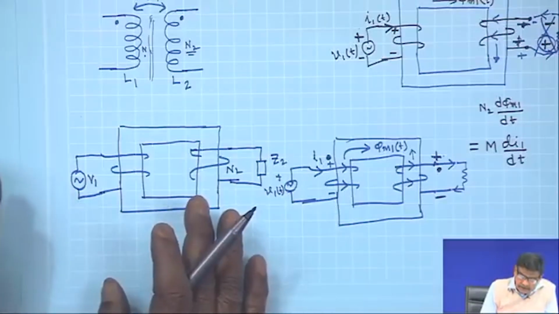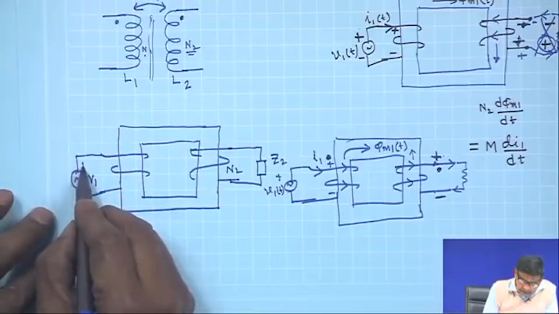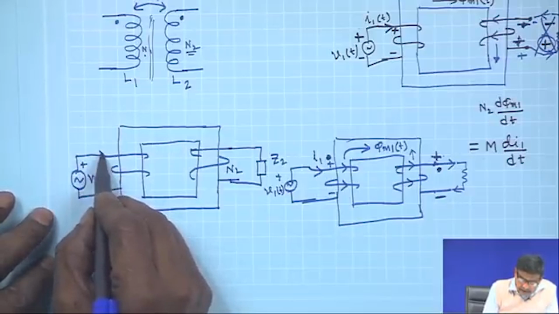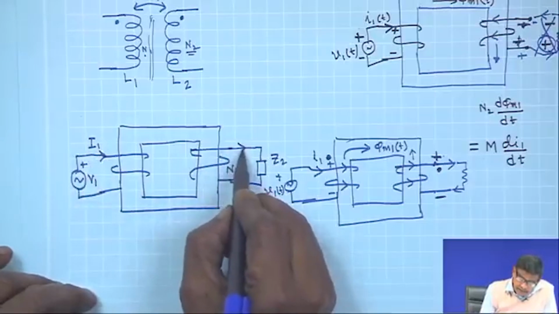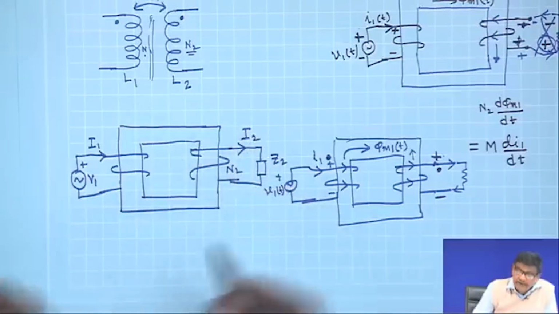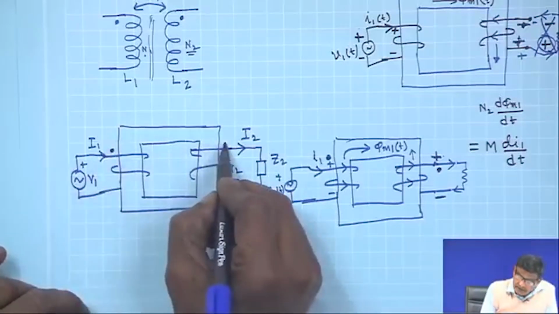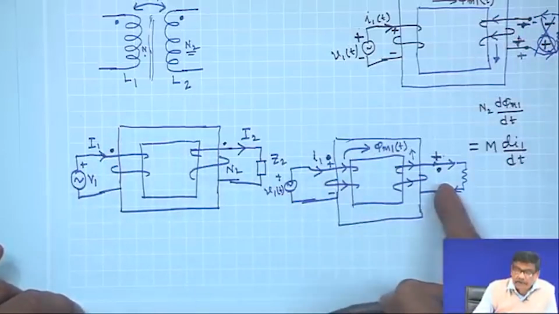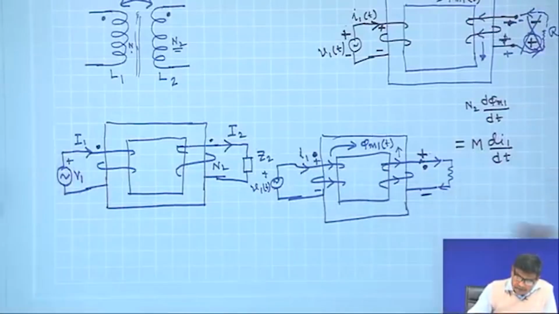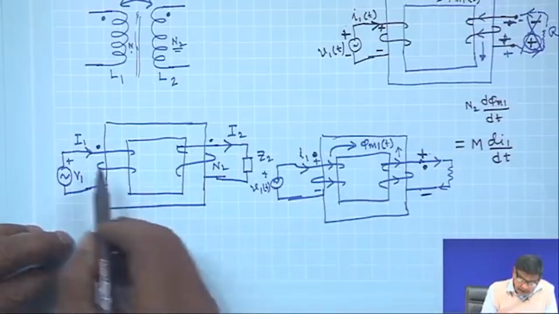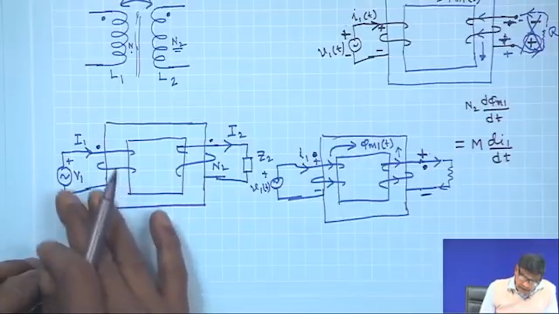This is the scenario, and since this is an AC voltage, currents here will also be AC. Let this current be I 1 phasor and let this current be I 2, all are AC quantities, and obviously this is a dot, this is a dot, which I have just established by arguing with the help of Faraday's law. To be consistent with Faraday's law, this is done. So, this is the circuit.